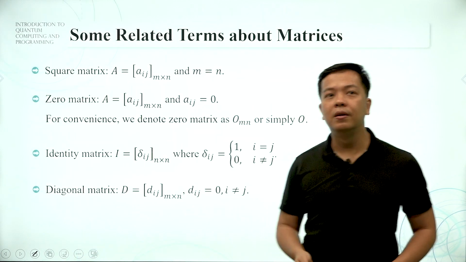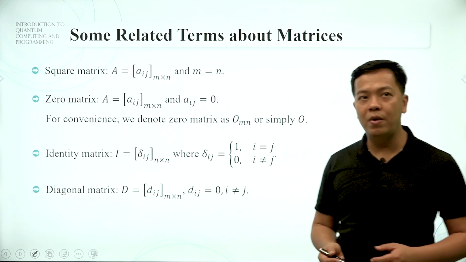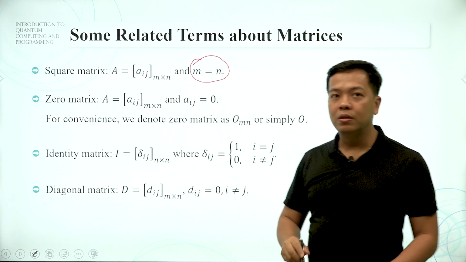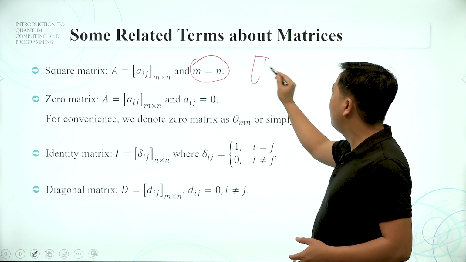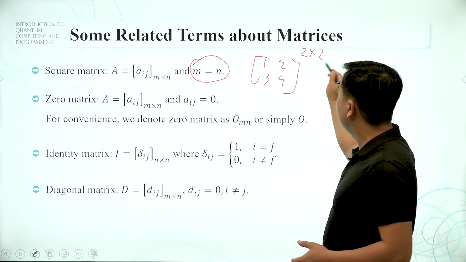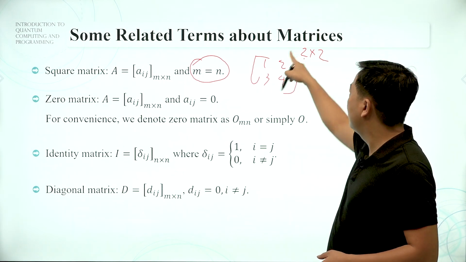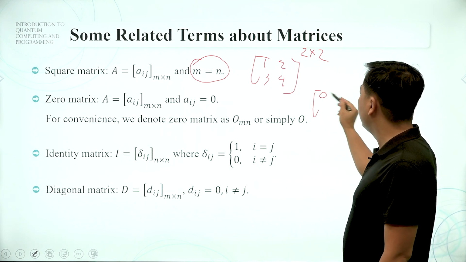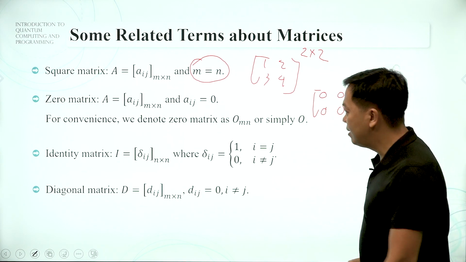Okay, so now we have some concepts. We have a square matrix. A square matrix means the number of rows is equal to the number of columns. For example, a 2 by 2 matrix is a square: the number of columns equals the number of rows. Then we have a zero matrix, which means everything is 0.